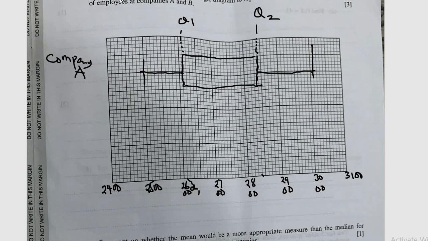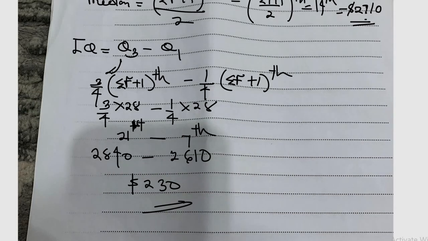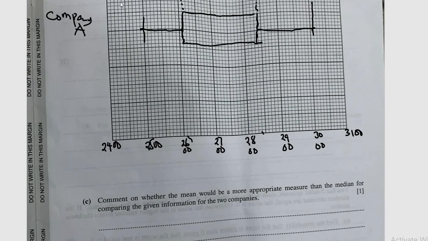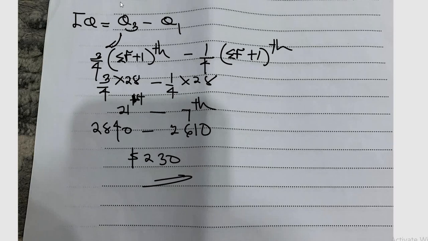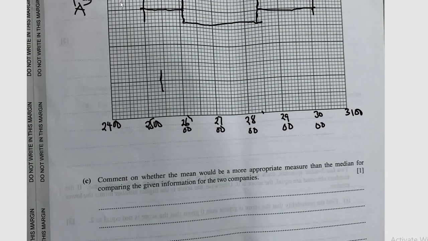Now company B. Now the same thing. What are the outliers for company B? Let me look for the lowest first. The lowest for company B is 2.4. That's 2.540. 2.540. 10. Somewhere here. 10, 20, 30, 40. The highest for company B. The highest for company B is 3090. That'll be somewhere here.